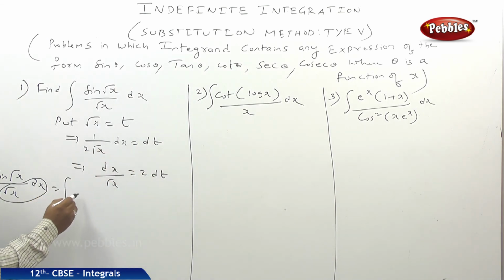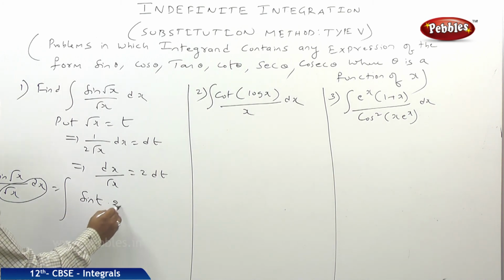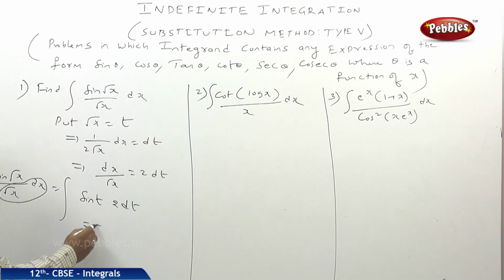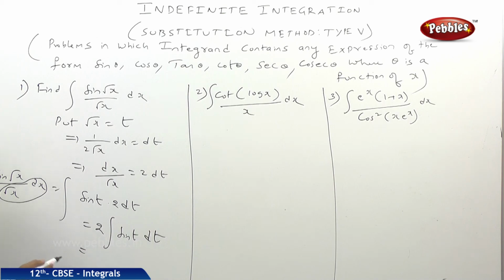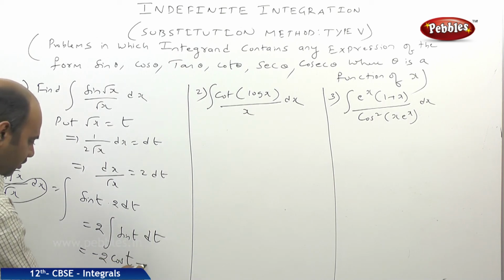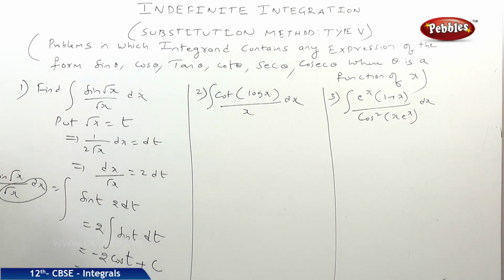So finally, our problem will turn down to, in place of root x, t, so sin t, and dx by root x is nothing but 2 dt. So 2 into integral of sin t dt. Integral of sin t means minus cos t. So minus 2 into cos t plus c. But t we considered as root x. So minus 2 cos root x plus c. This is our required answer.